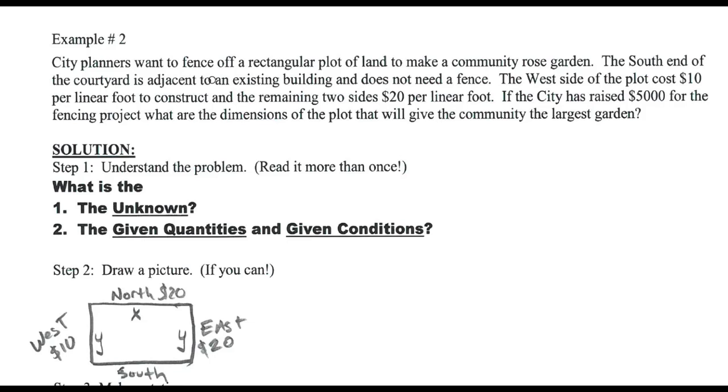City planners want to fence off a rectangular plot of land to make a community rose garden. The south end of the courtyard is adjacent to an existing building and does not need a fence. The west side of the plot costs $10 per linear foot to construct, and the remaining two sides cost $20 per linear foot. If the city has raised $5,000 for the fencing project, what are the dimensions of the plot that will give the community the largest garden?